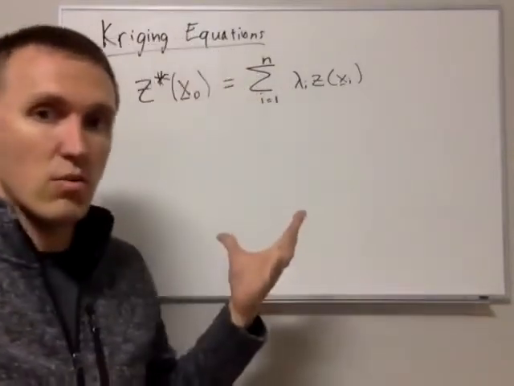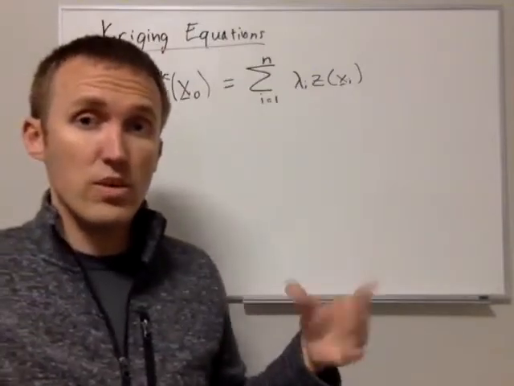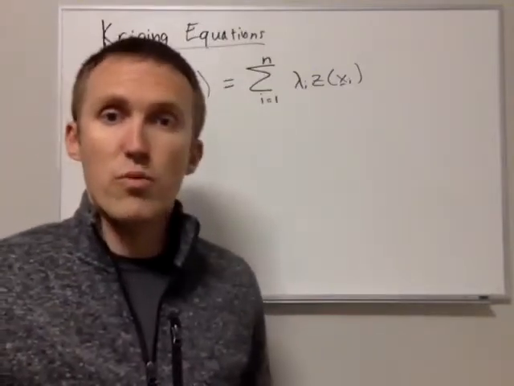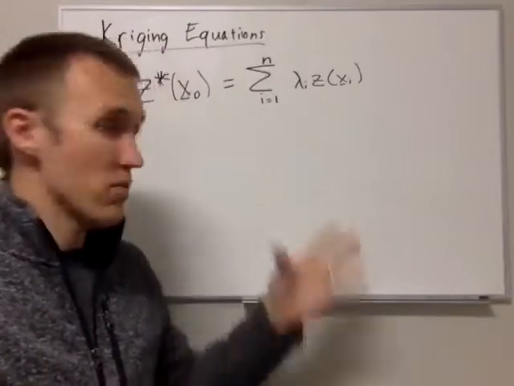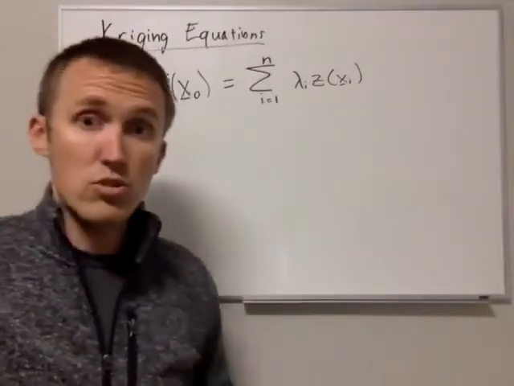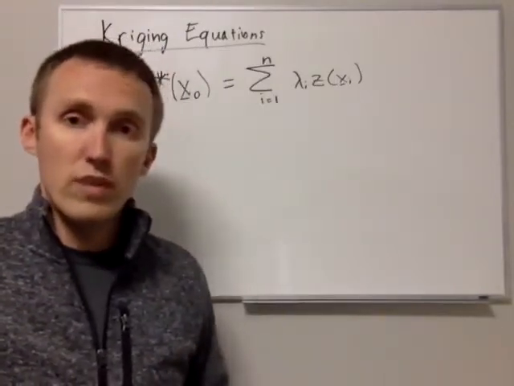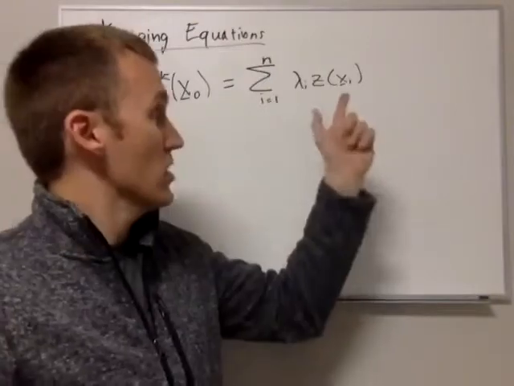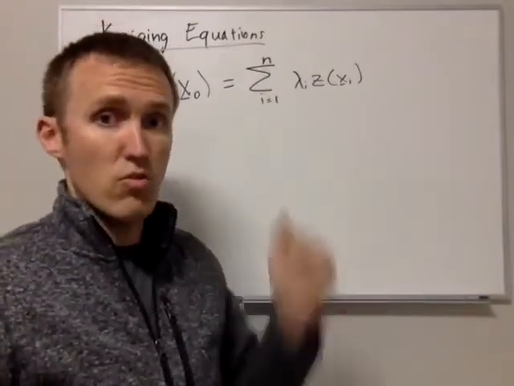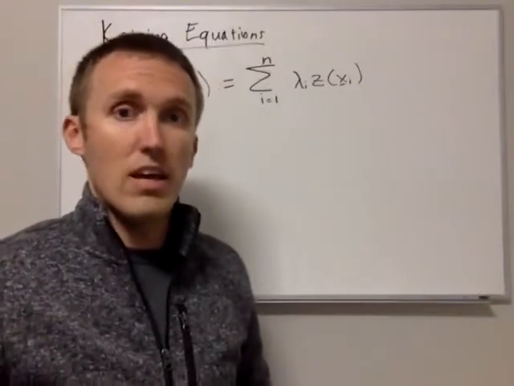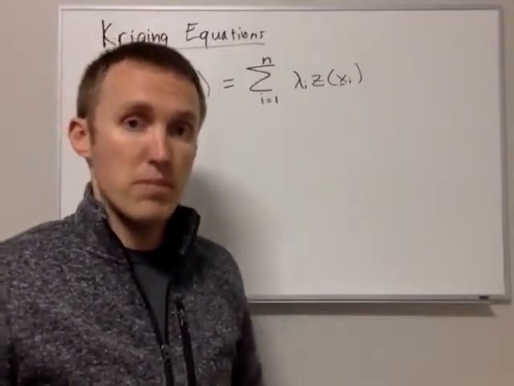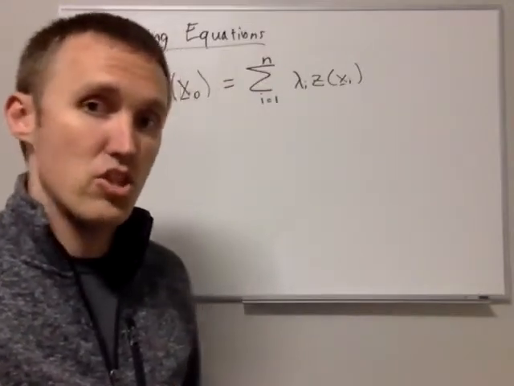These are called the simple Kriging equations. We'll take this to a more general form next time, but for now, this is the equation that we're going to assume we can use to make our new data estimate. So what we're going to do in the next few steps is solve for the values of lambda that we need in order to minimize the estimation variance.